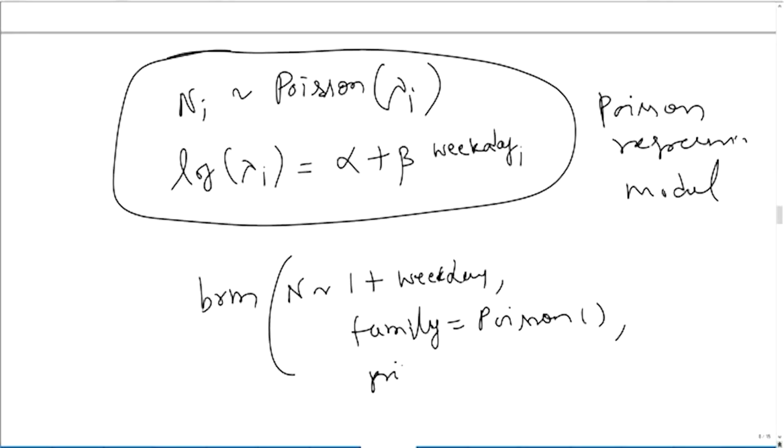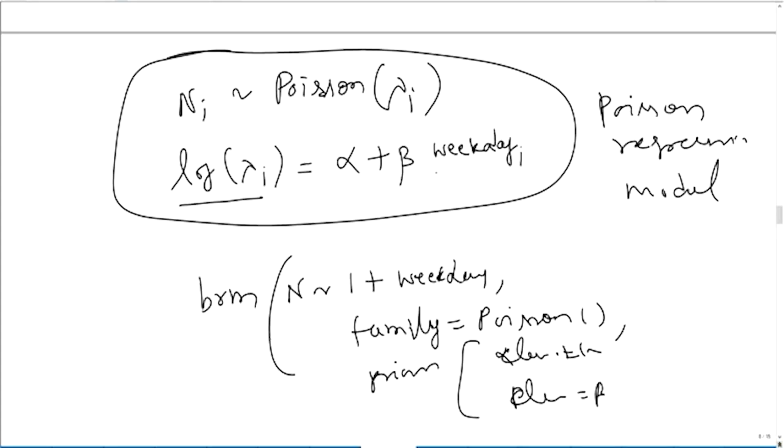Now, you can define priors, and there are two parameters, alpha and beta. So, this is class Intercept and this is class b. What will be the priors on alpha and beta? Now, alpha and beta are on the log scale, by the way, because you are setting up this regression such that log lambda equals alpha plus beta times weekday, right.